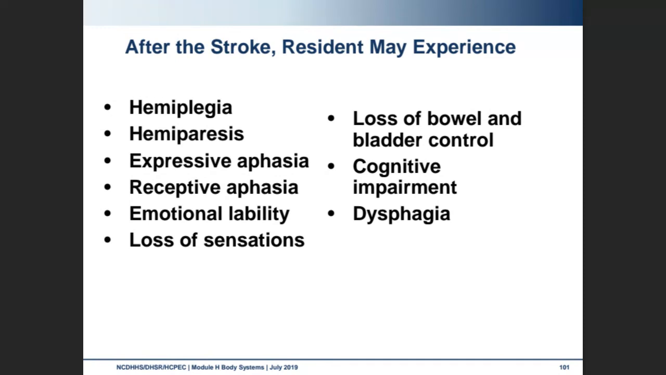Emotional lability may occur as well after a stroke. This is when we have inappropriate or uncalled for laughing, crying, or expressions of anger. There may also be loss of sensations like temperature or touch. After a stroke, we can suffer loss of bowel or bladder control, so incontinence, and cognitive impairment. So we may see poor judgment, memory loss, inability to solve problems, or confusion. And after a stroke, someone may have dysphagia, which is difficulty swallowing. Again, I know those sound really similar, so make sure you know the difference between dysphagia and aphasia.